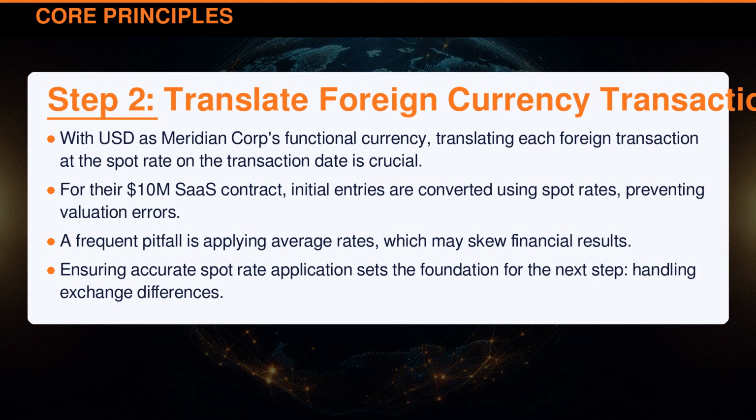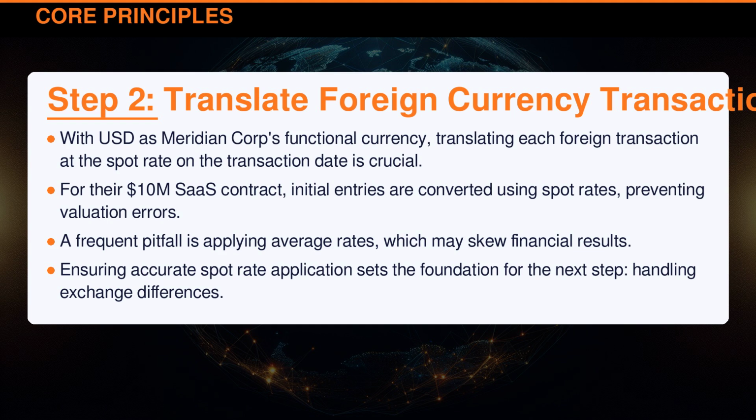With USD as Meridian Corporation's functional currency, translating each foreign transaction at the spot rate on the transaction date is crucial. For their $10 million SaaS contract, initial entries are converted using spot rates, preventing valuation errors.